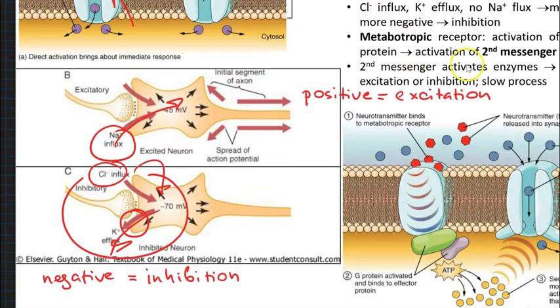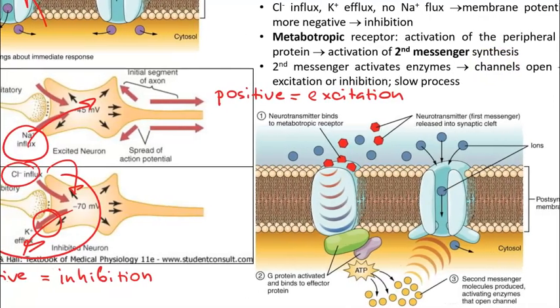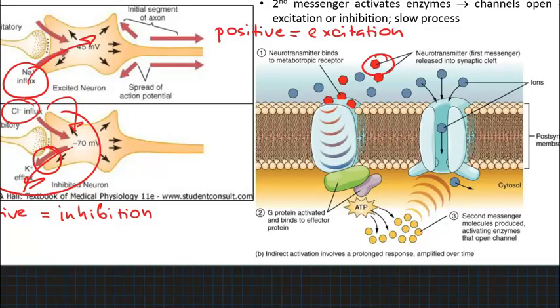Now, another type of receptor is metabotropic. So it means that there have to be some reactions. A neurotransmitter, when it binds to the receptor, activates a so-called G protein, and this G protein activates some other protein, and that other protein makes what's called a second messenger. Okay? Good?